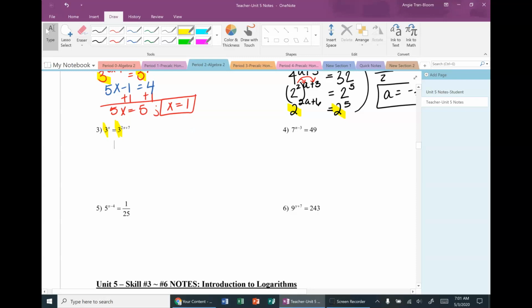So I'm just going to drop the bases from here. So now, whoop, I didn't want the highlighter. So now we will take x, which is the exponent on the left side, and set it equal to the exponent on the right side, which is 2x plus 7.